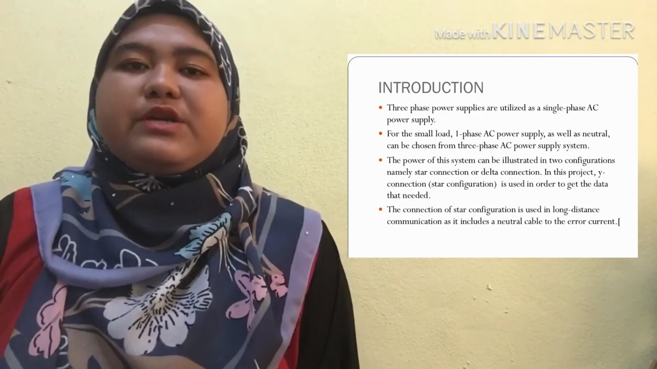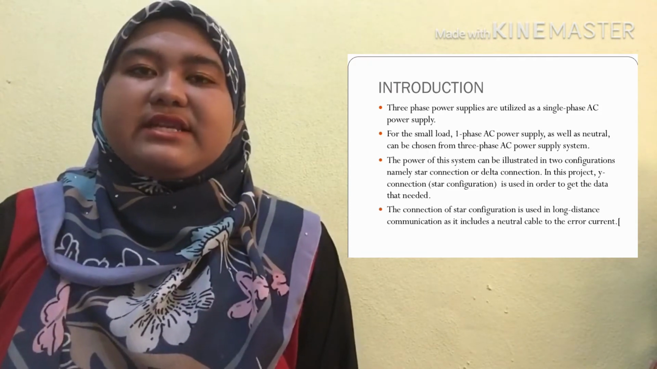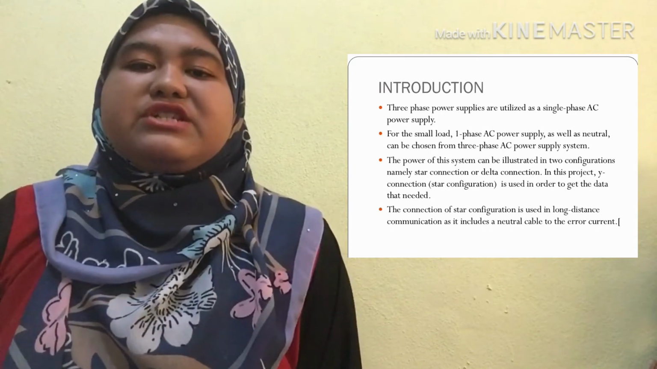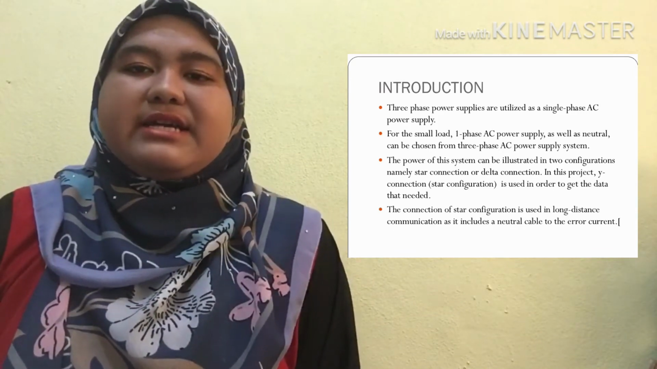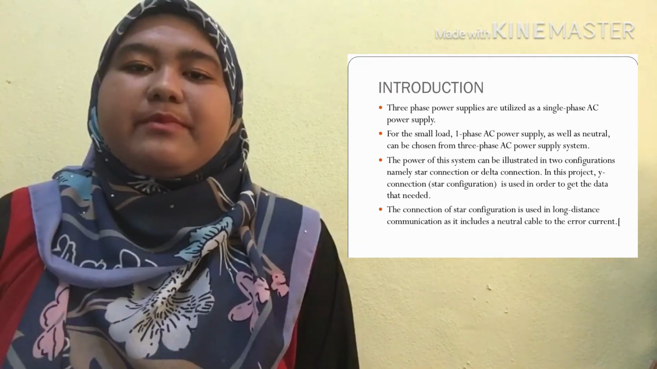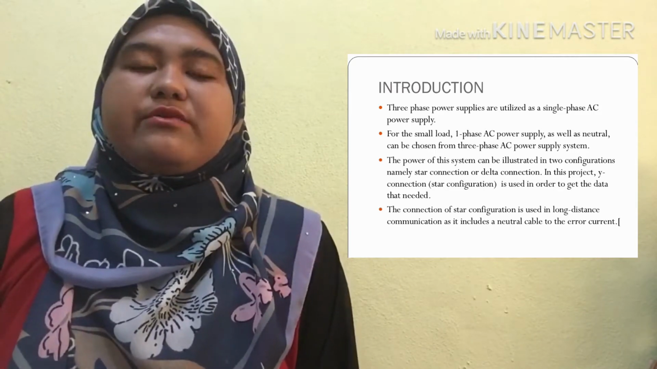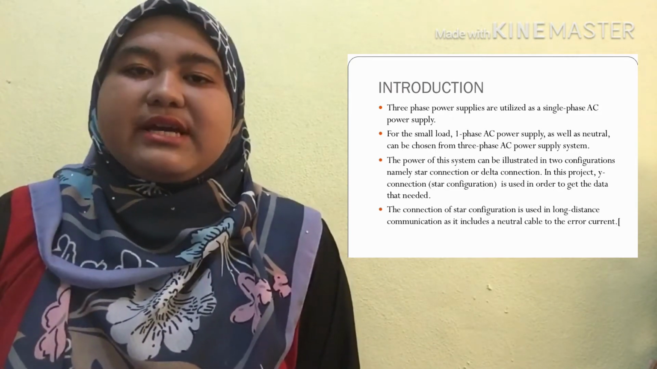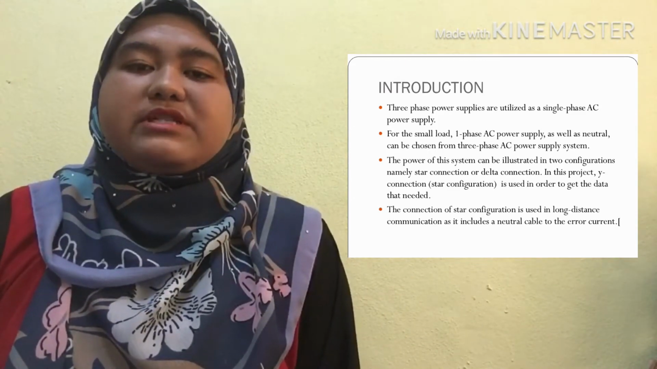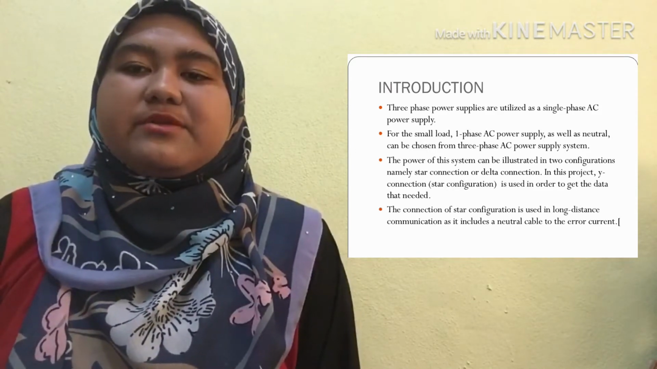So now I will present the mini project, which is the analysis of a three-phase Y-connected generator. For the introduction, the definition of a three-phase power supply is power through three conductors. The three-phase power supply includes four wires, such as one neutral as well as three conductors. Three-phase power supplies can be utilized as a single-phase AC power supply.